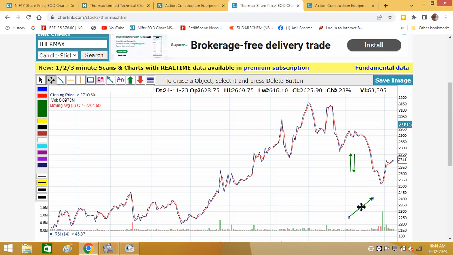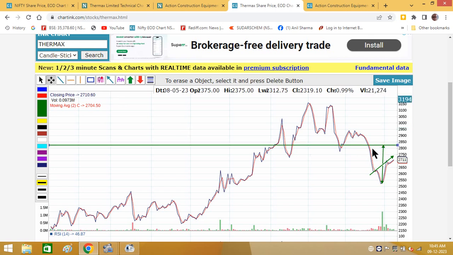Now if you really see here, I am just taking this line to the neck. When I take it to the neck here, you can see this is the neckline. Now the height of this pattern will again be the target. The neckline is around 2650, and the target will be somewhere around 2825. So this is actually going to be our next target.